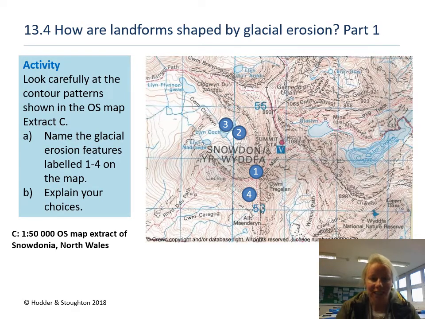So you're going to identify 4 features. You may need to skip back to remind yourselves what those features are and to look at the previous diagrams to help you. Okay, you can spend about 5 minutes on this. Try not to spend longer than that. You can now pause and complete that task.